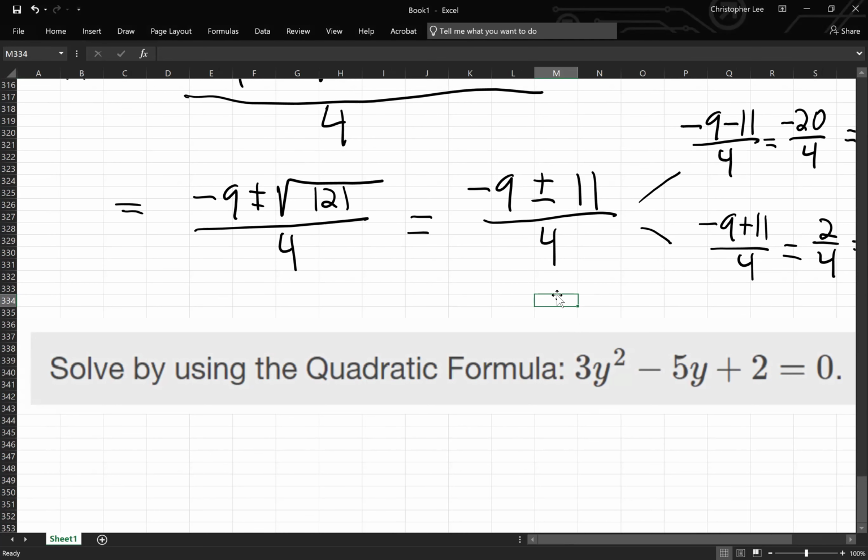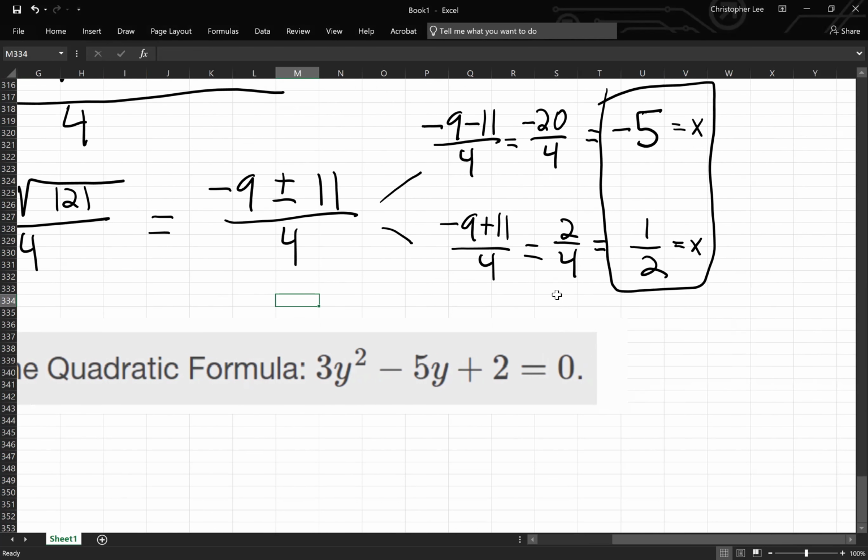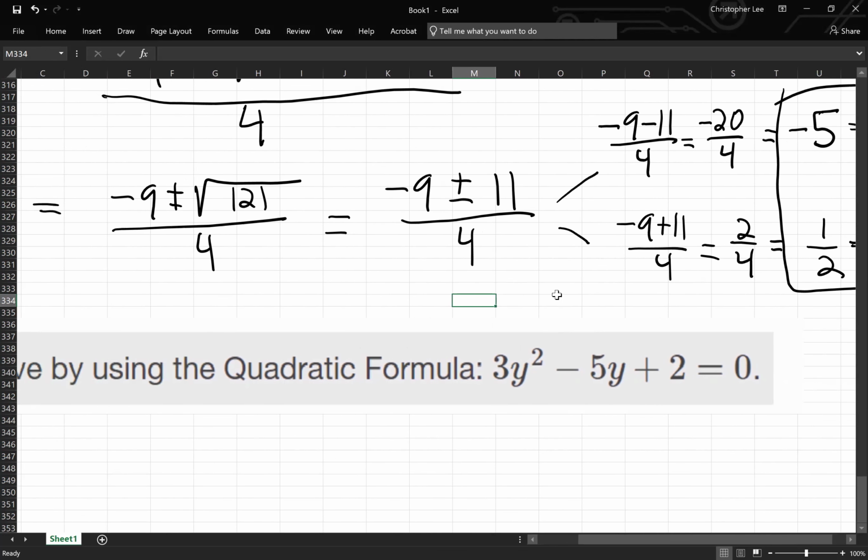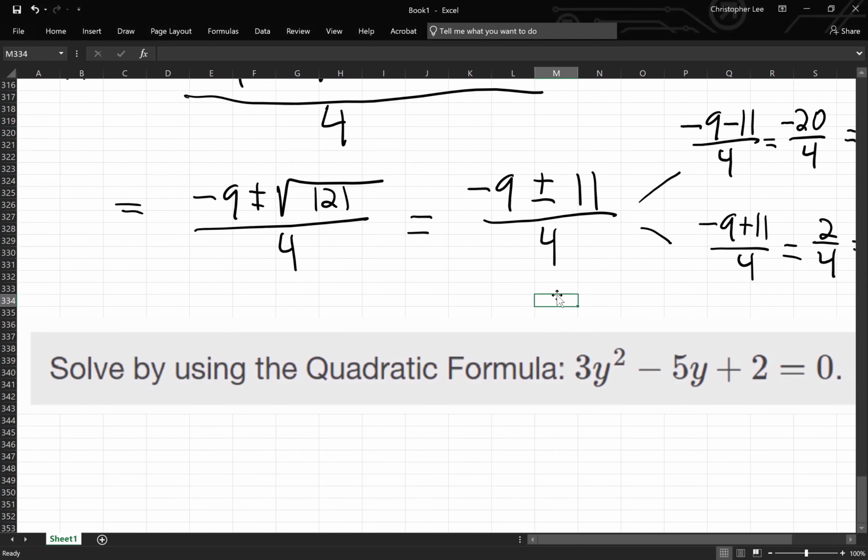So the second one was, oh, 1/2. We need to break this thing, so 2, 1. We'll try that out.